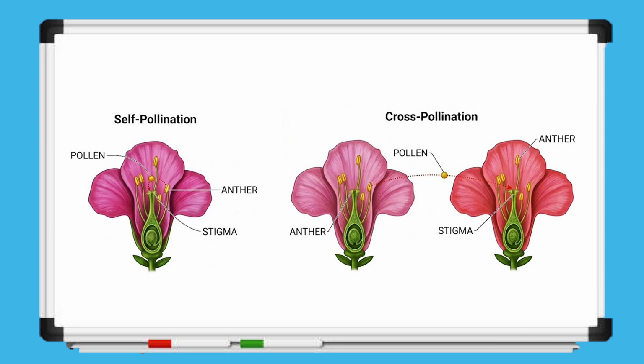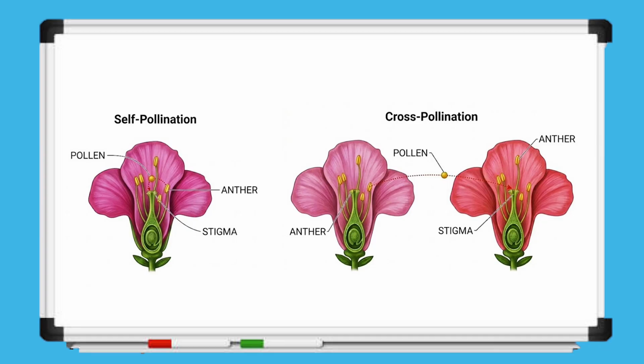So, now, we can conclude that flowering plants mainly use two methods of pollination, self-pollination and cross-pollination. Both processes involve moving pollen from the anther, which is the male part of the flower, to the stigma, the female part. Self-pollination happens when pollen grains are transferred from the anther to the stigma of the same flower or to another flower on the same plant.